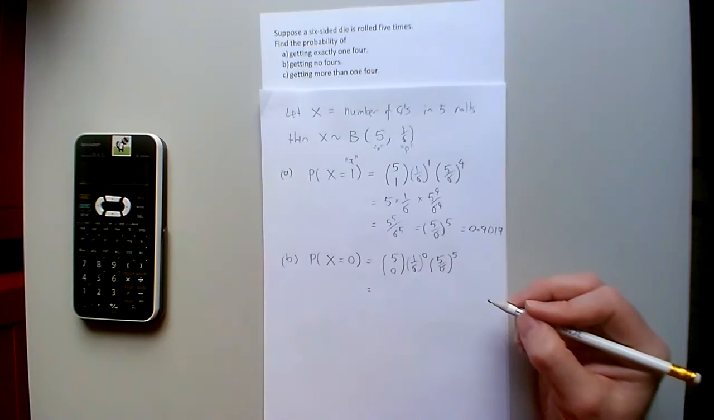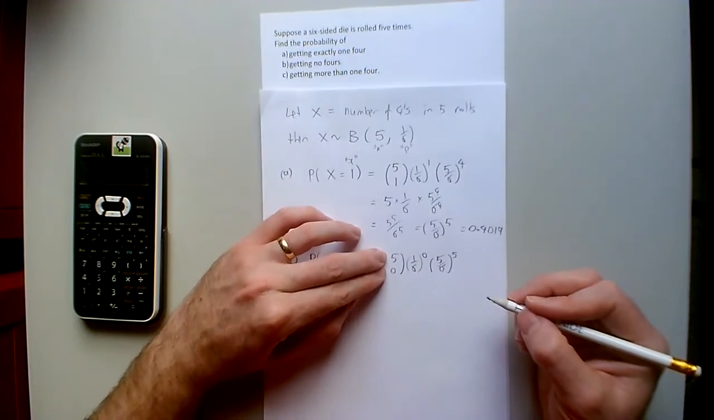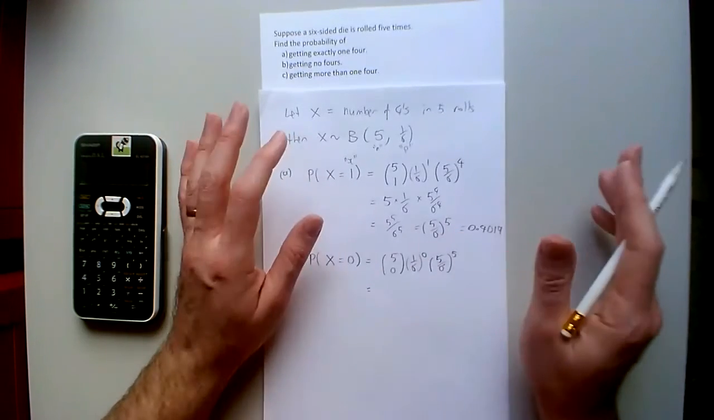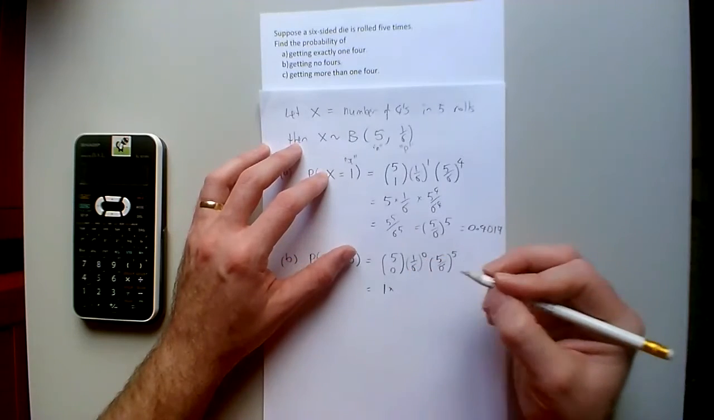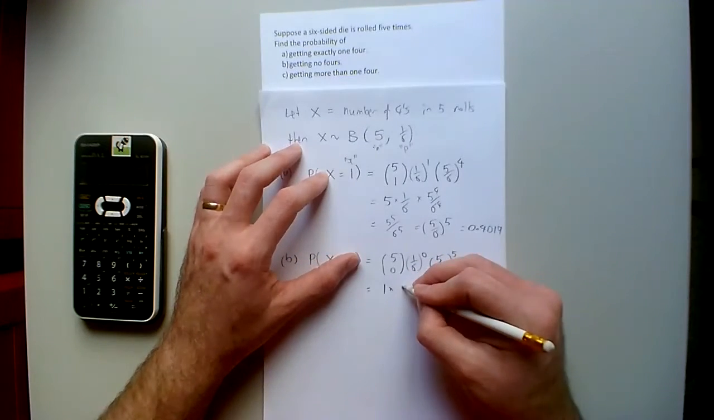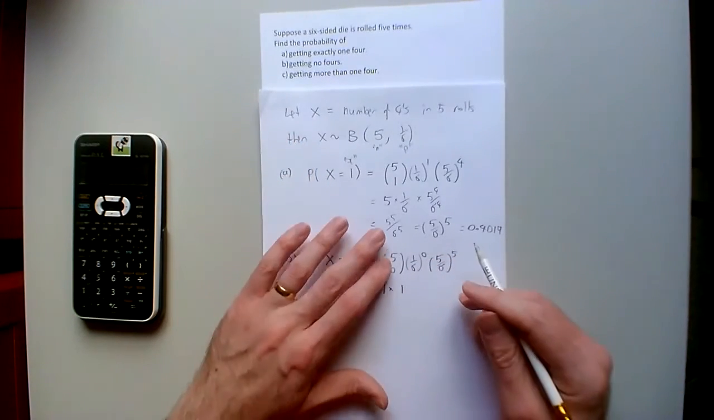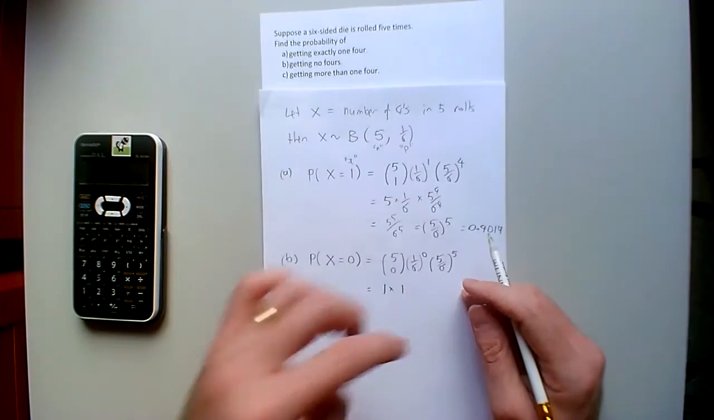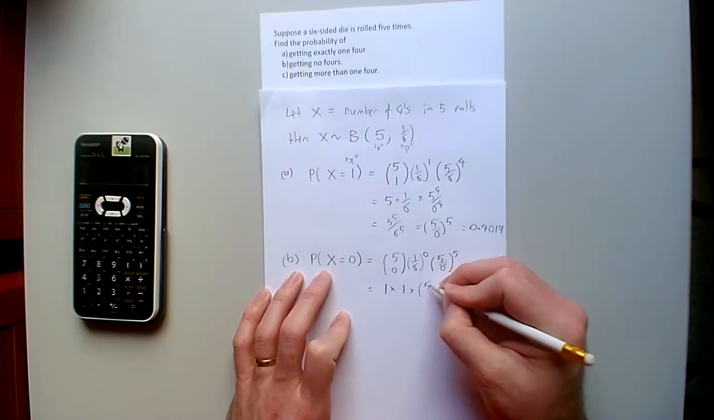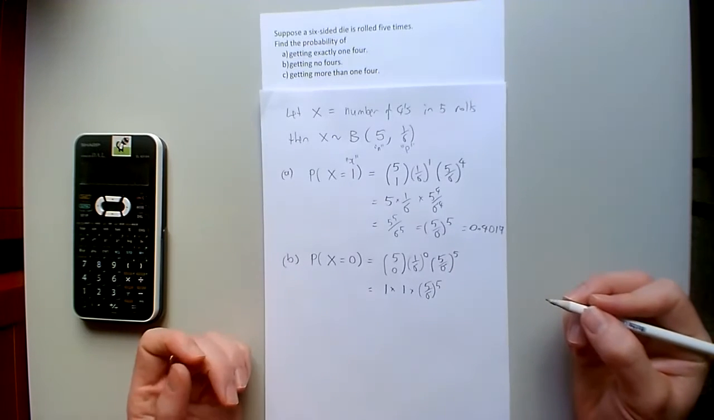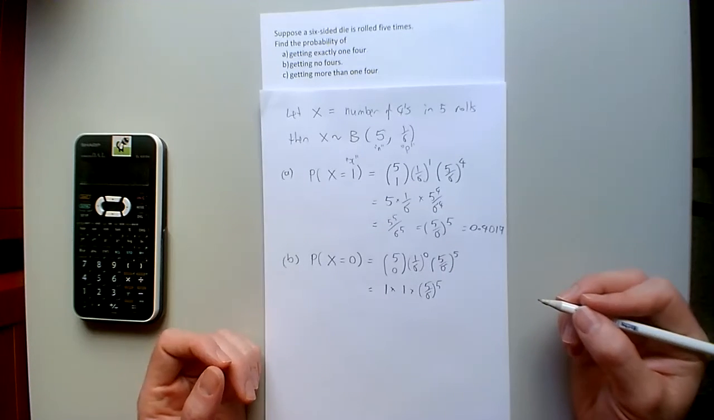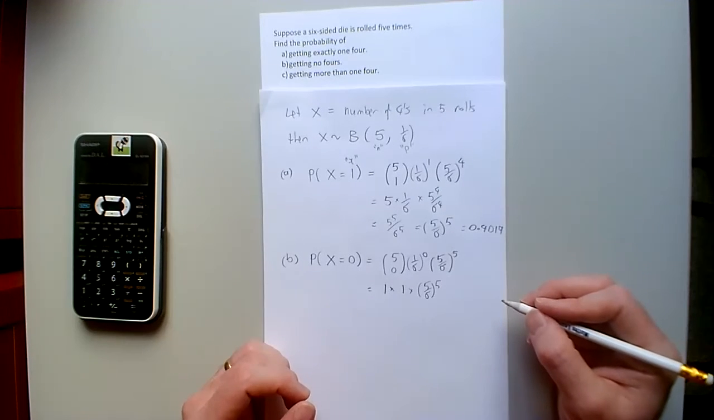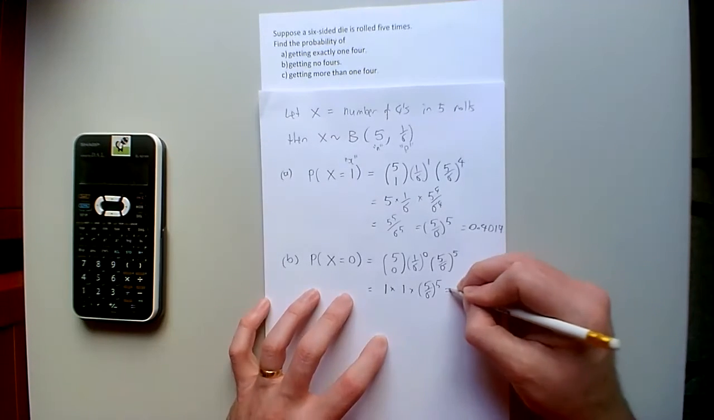So 5 choose 0 is 1, because that's not choosing any. There's only one way to not choose any of them to have successes. And then 1/6 to the 0, that's 1 as well. So anything to the 0 is 1, and anything choose 0 is 1. And then I've got 5/6 to the 5. Oh, that's the same answer as the other one. Well, that's interesting. I dare say that wouldn't happen very often. All right, well, I'll move on.